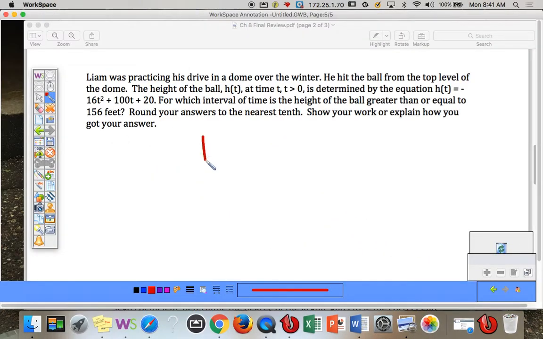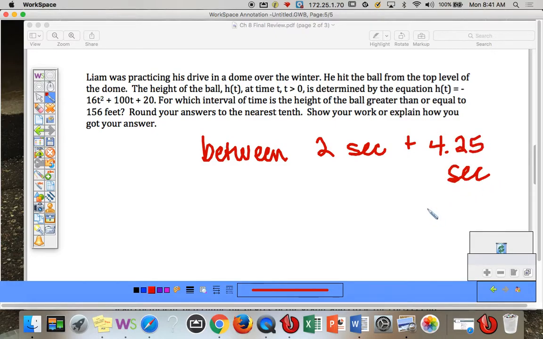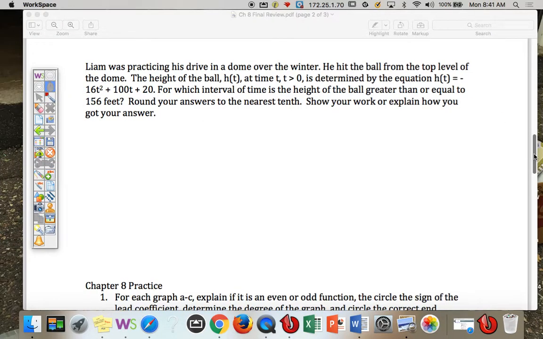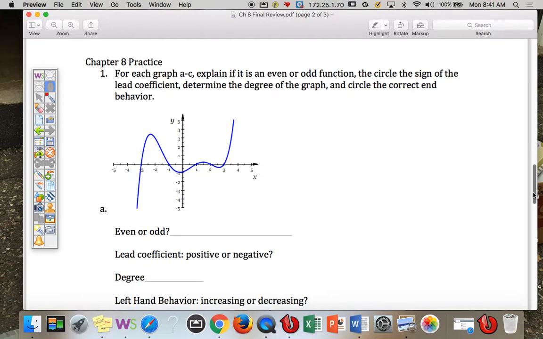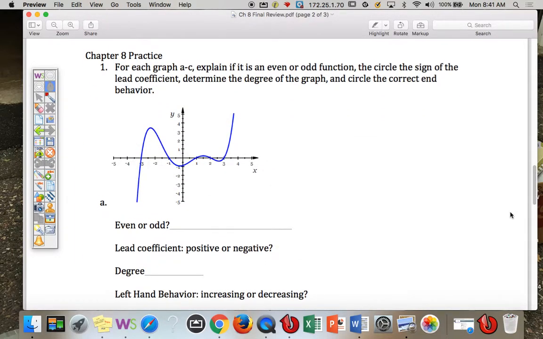So we're going to say between 2 seconds and 4.25 seconds, that ball is greater than or equal to 156 feet. Okay, so now you're going to practice these same types of problems for Chapter 8. And then if you have questions, you can let me know in class.